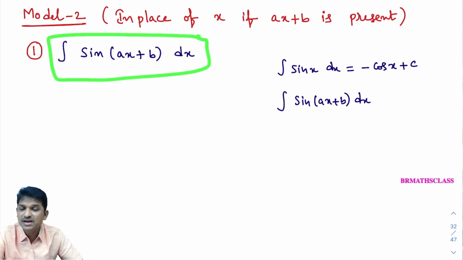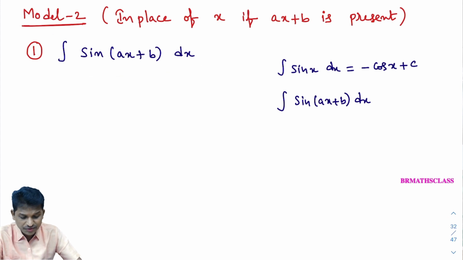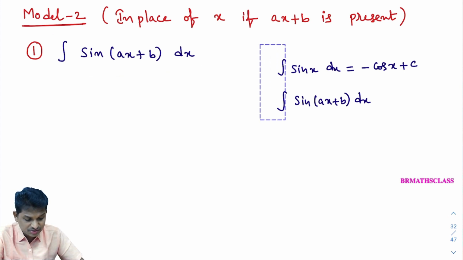Just to explain that, I'll do the first problem by the substitution method. For the remaining problems, I'll write the direct answer. This model is very, very important. Later on, in exercises 7.4, 7.5, 7.6, we won't use the substitution method. We'll write the answer directly. Okay, so without much delay, let's start the solution for this.